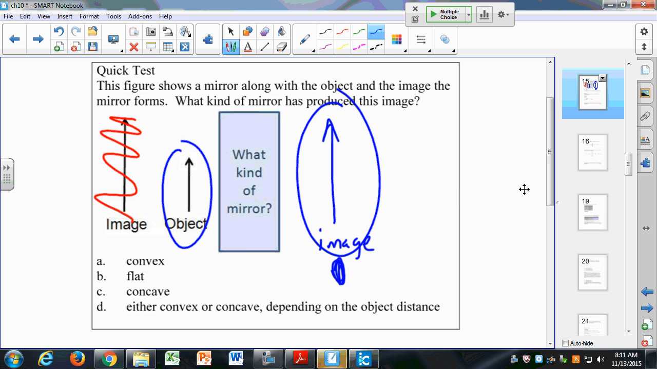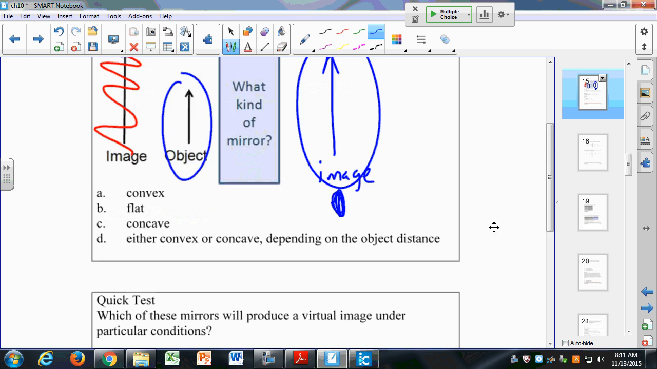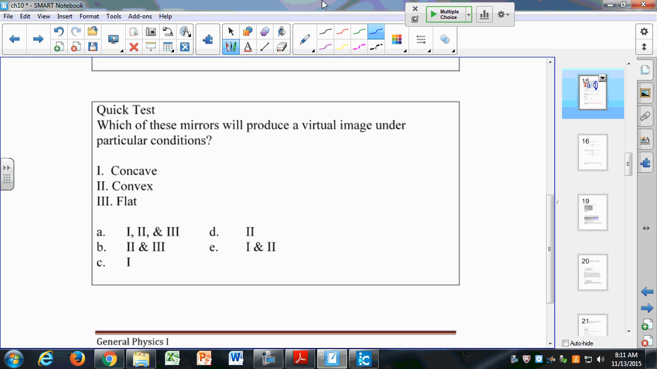All right, let's go on now to, oh wait, let's see. Which of these mirrors will produce a virtual image under particular conditions? The concave, the convex, or the flat? Not that they always produce a virtual image, but they're capable of producing virtual images. Which of these is it?